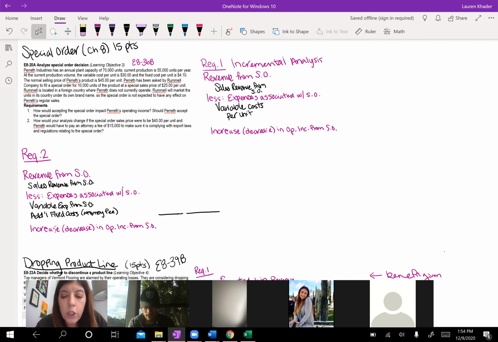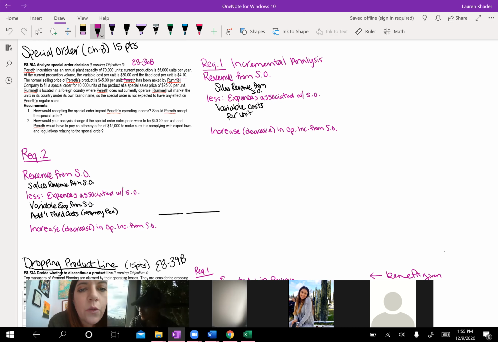The first problem from chapter 8 is a special order decision. And there's 2 different requirements that you'll have to do, so 2 different kinds of assessments of a special order. Perith Industries has an annual plant capacity of 70,000 units. Current production is 55,000 units per year. So they're operating below their max capacity. At the current production volume, the variable cost per unit is $30 and fixed cost per unit is $410.